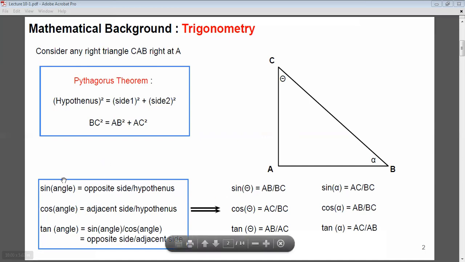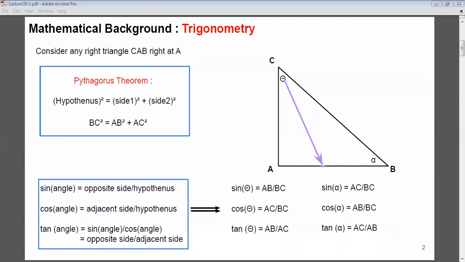I also reminded you of the sine of an angle, the cosine of an angle, the tangent of an angle. If you don't remember them, you just memorize them. The sine of an angle, let's take, for example, angle theta. The sine of it is the opposite side divided by the hypotenuse. So in this case, the sine of theta is AB divided by BC. So you just memorize this.